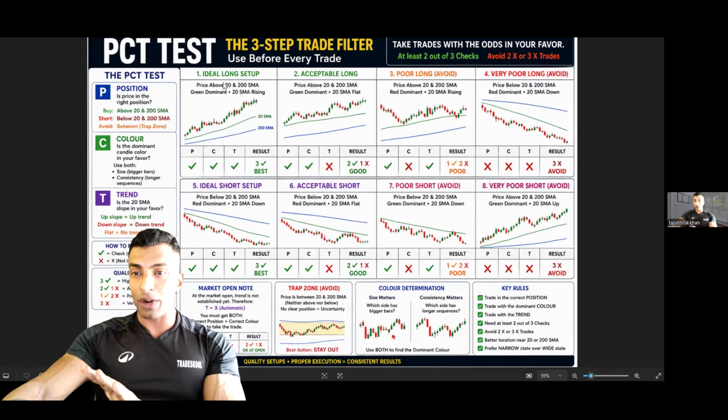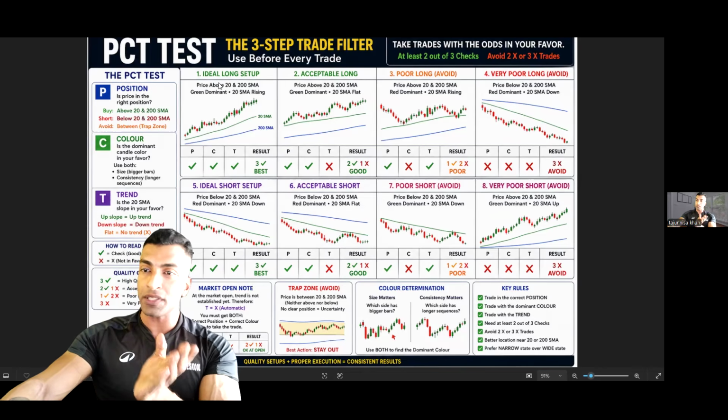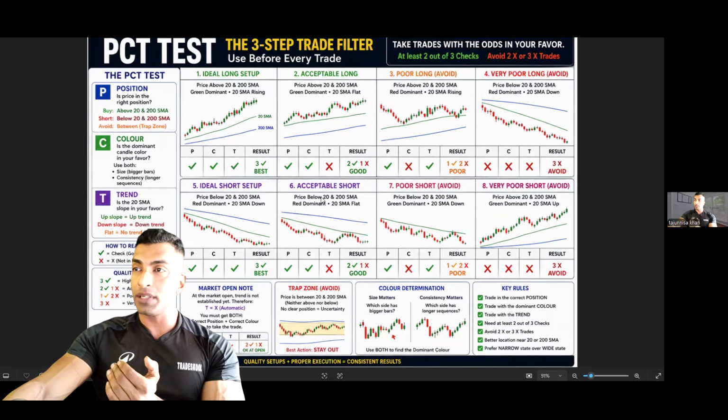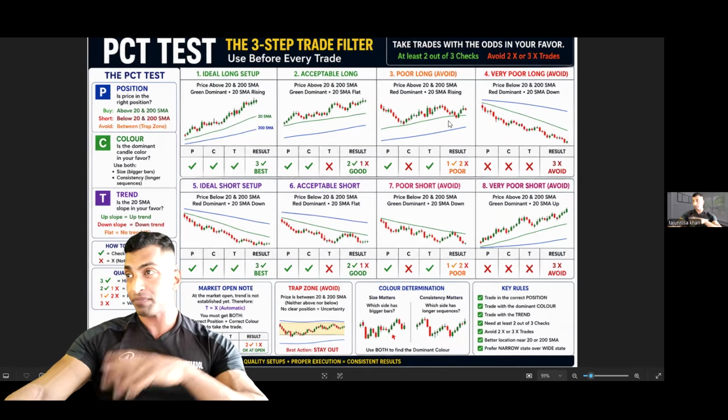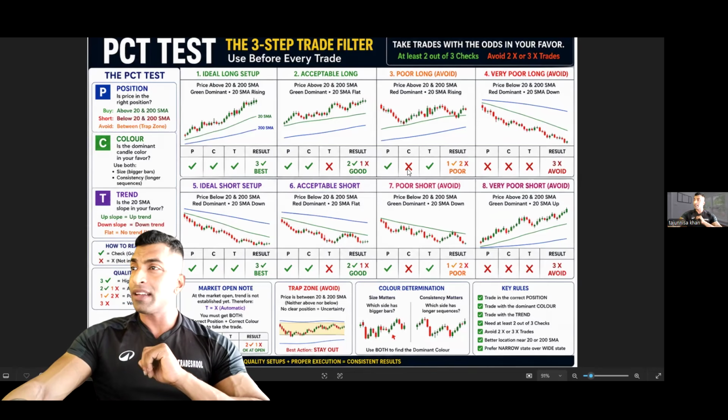This is an ideal long. This is okay. Compared to the first, the probability is less. Now coming to this short side, again, two are in your favor, the third is not coming. This is an acceptable short position.